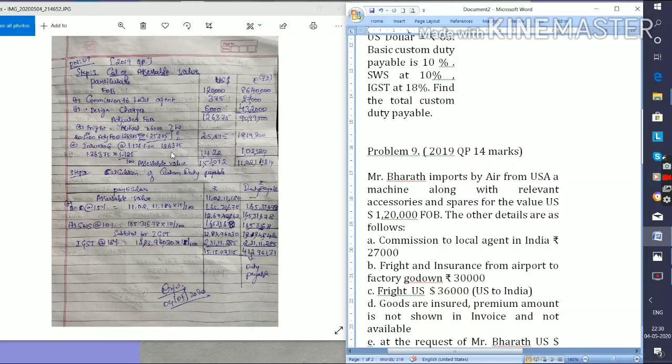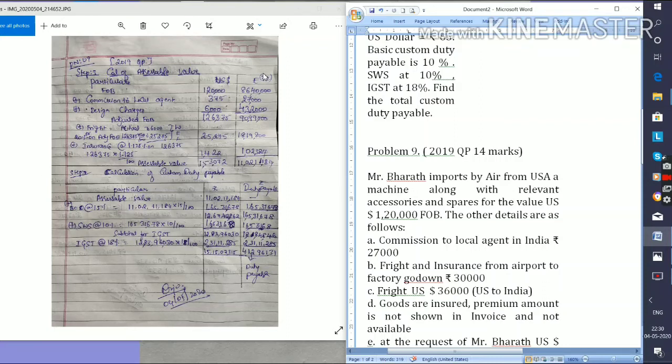And next, insurance at 1.125% on which amount? That is adjusted FOB, 1,26,375. You will get 1,422 US dollar. Indian rupees 1,02,384. Add all this, you will get assessable value, that is 1,53,072 US dollar. Indian rupee 11,02,11,184. Next, step number 2, calculation of customs duty payable.